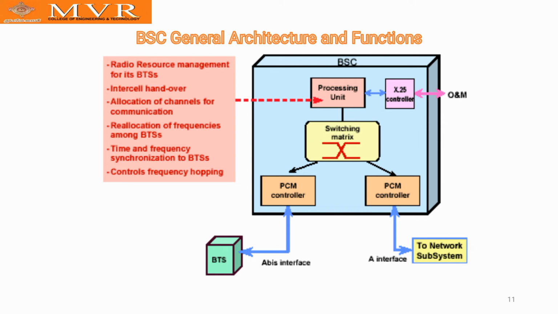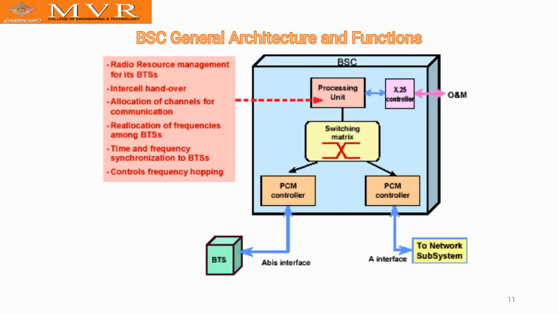This processing unit is controlled using X.25 for operation and maintenance. In the switching matrix, if it is enabled, the traffic will be moved to the BTS, and if there is any interrupt or problem, it will be moved to the network subsystem using the interfaces. See here, if the switch is enabled, it will move through the PCM controller to the BTS using the Abis interface, and if the processing is disabled, then it will move to the network subsystem using the A interface.